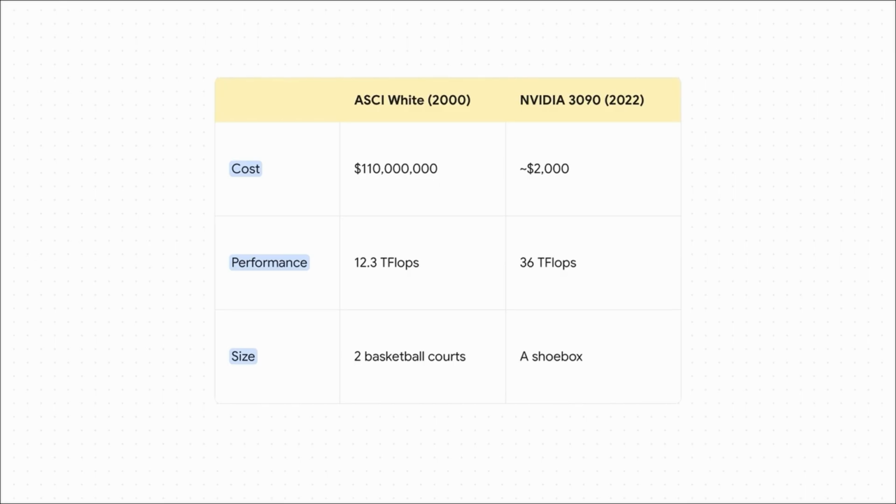And that relentless push for more power led to this. I mean, just look at this comparison. It's absolutely mind-blowing. A modern GPU, something that fits in a shoebox, is almost 3 times more powerful than the fastest supercomputer in the world back in the year 2000. A machine that cost over $100 million and took up the space of 2 basketball courts.